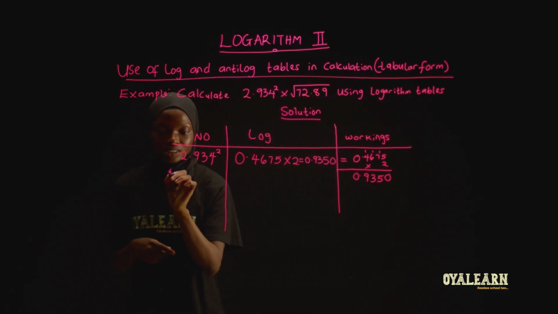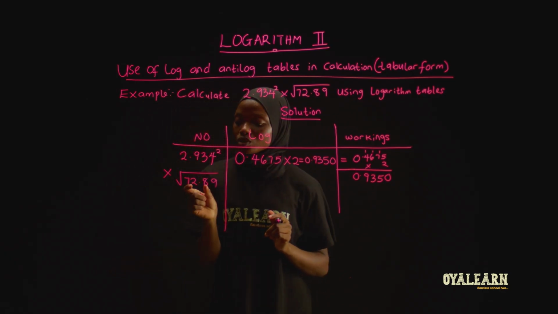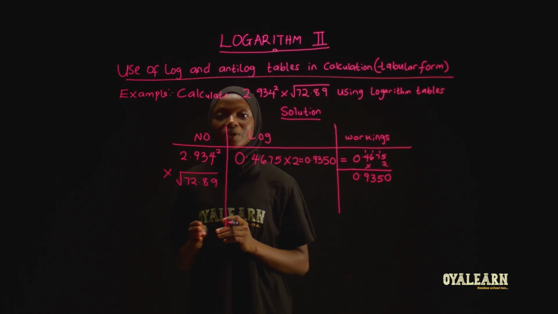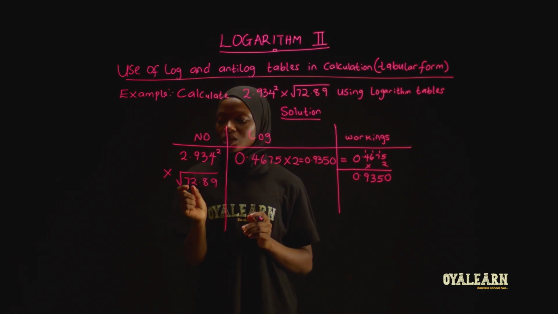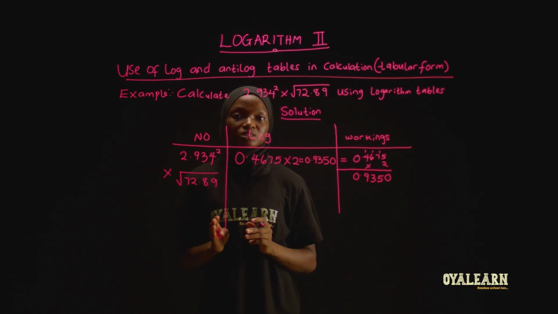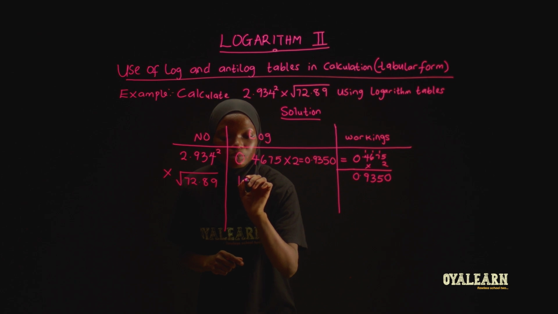We have times root of 72.89. Also, we look for the logarithm of 72.89. And the first thing we have to do is look for the integer part first. To find the integer part, we count the number of digits we have before the decimal point: 1, 2. We have 2 numbers before the decimal point. So you subtract 1, 1. So that means the integer here is 1 point.